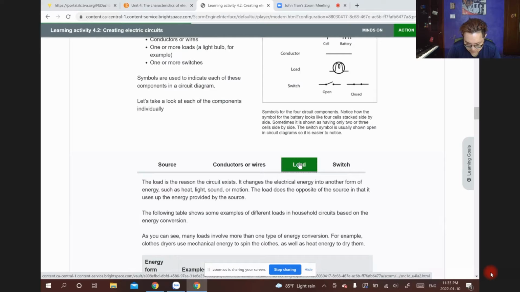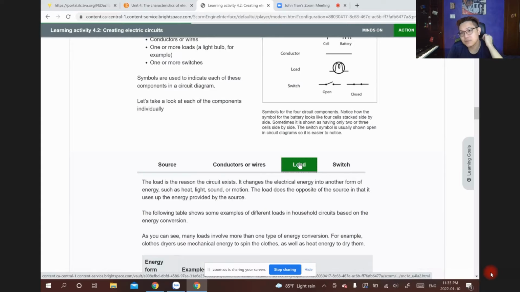Load. The load is the reason the circuit exists. It changes the electrical energy into another form of energy such as heat, light, sound, or motion. The circuit exists because of the load, it's the one that uses electricity.